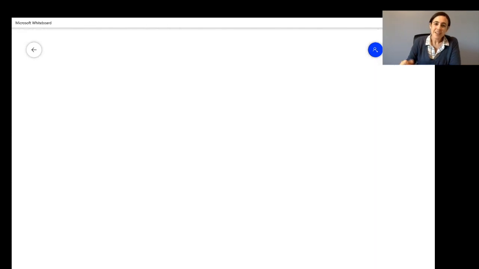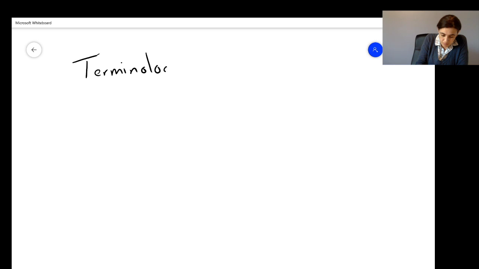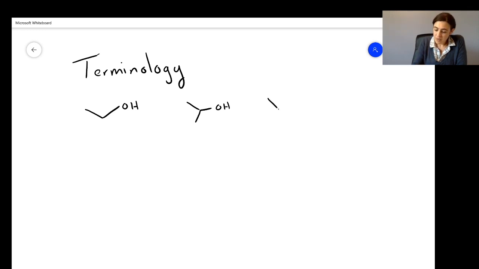All right, so before we get into talking about the physical properties and some of the things that allow these molecules to change their function so quickly, let's talk about the terminology that we're going to use in referring to alcohols. The terminology we are going to use is based around describing the number of carbons attached to the carbon that is attached to the alcohol.